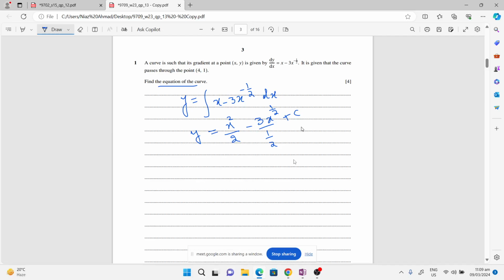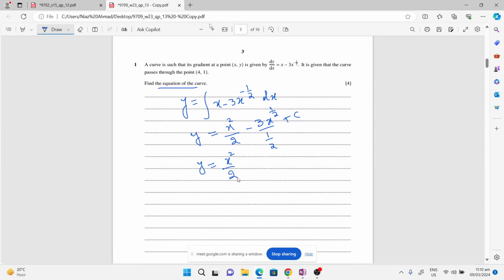So the final expression of integration will be x squared over 2 minus 6x to the power 1 by 2 plus c. Now how am I going to get the value for c? For that I need my point, that is (4, 1). Substitute 4 and 1 in the equation and find the value for c. So y is 1 and x is 4.